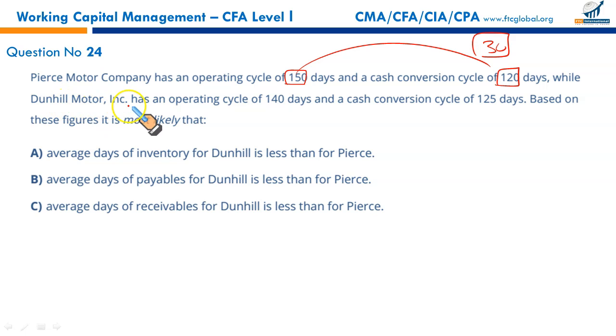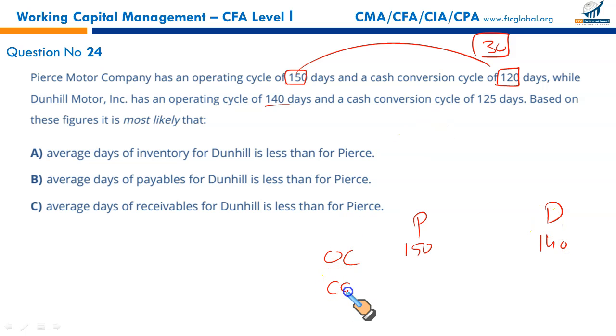While Dunhill Motor, let us write this in comparative terms. We have two firms, Pierce Motors and Dunhill. We have been given the operating cycle, OC. It's 150 for Pierce and it's 140 for Dunhill.